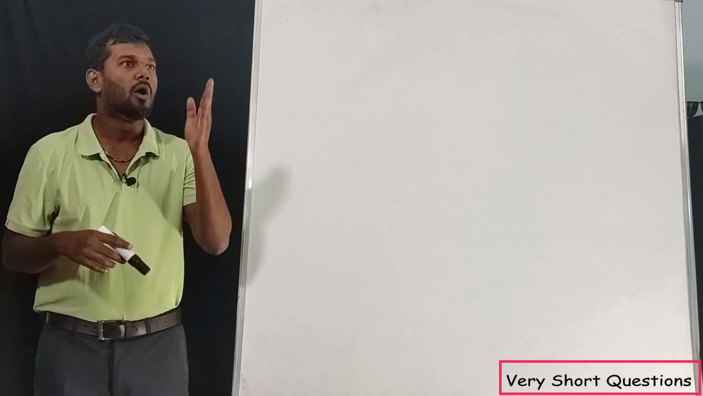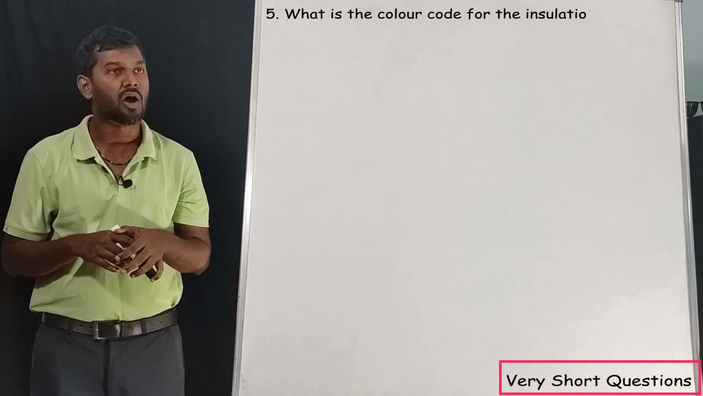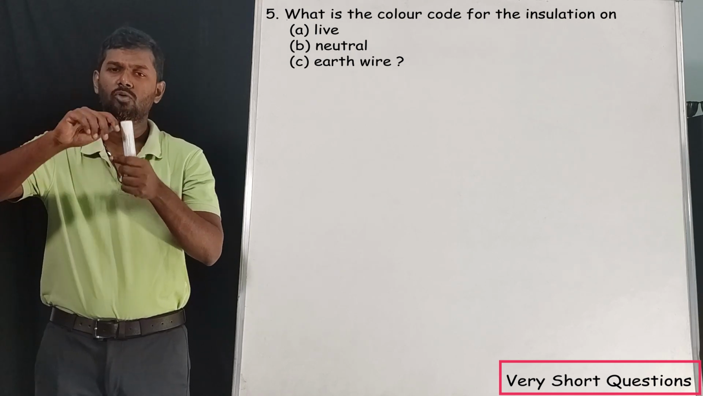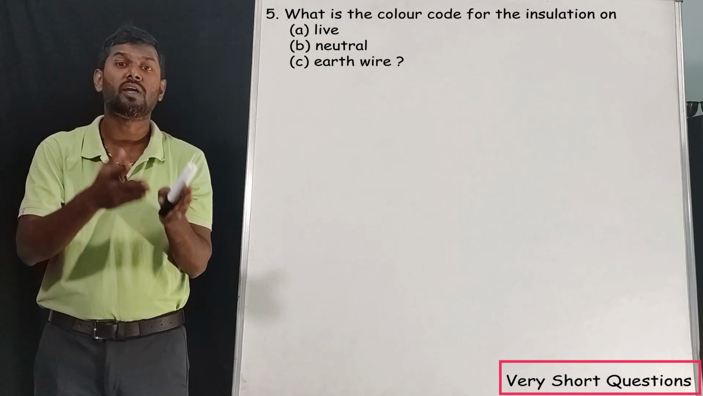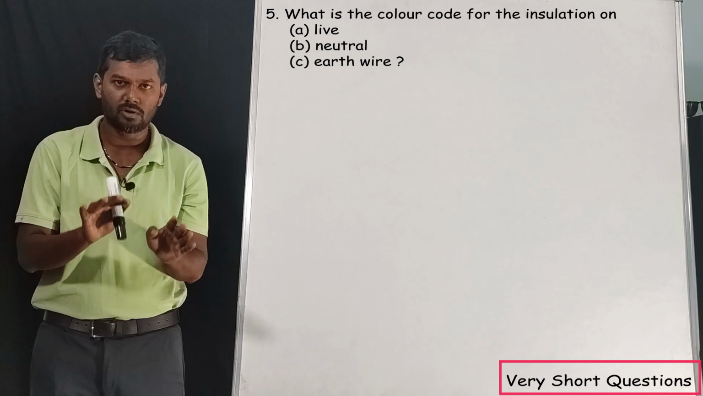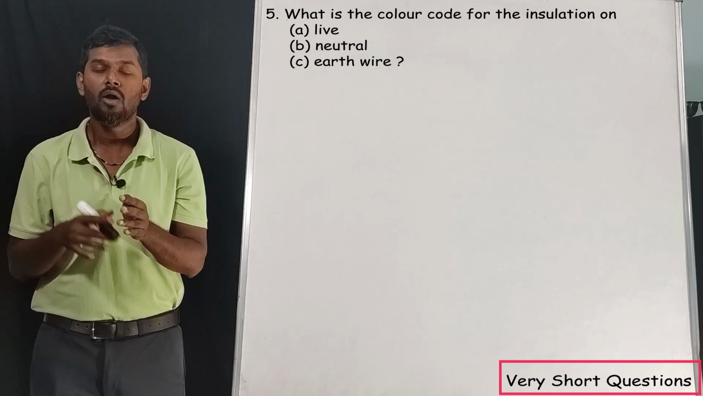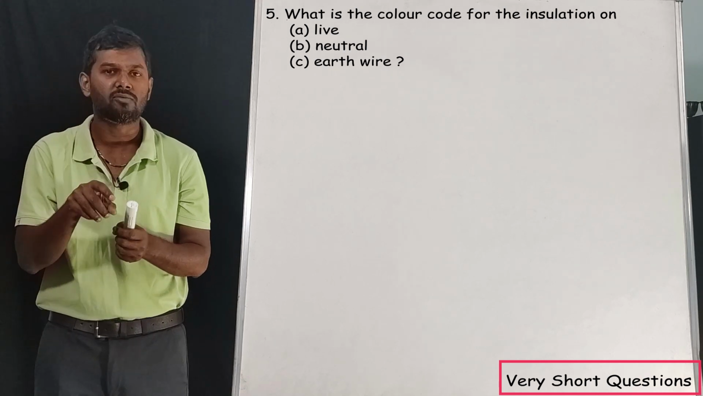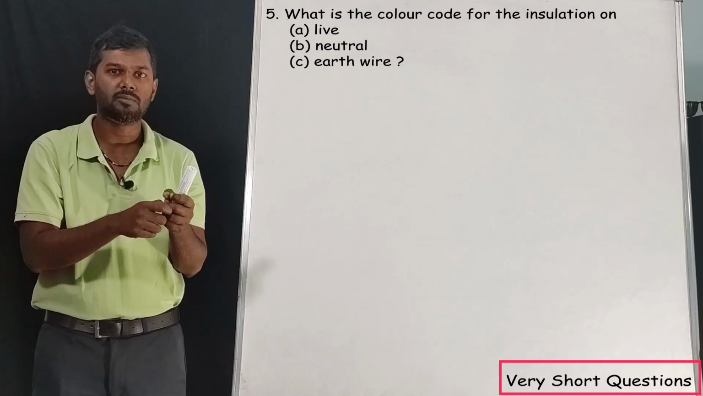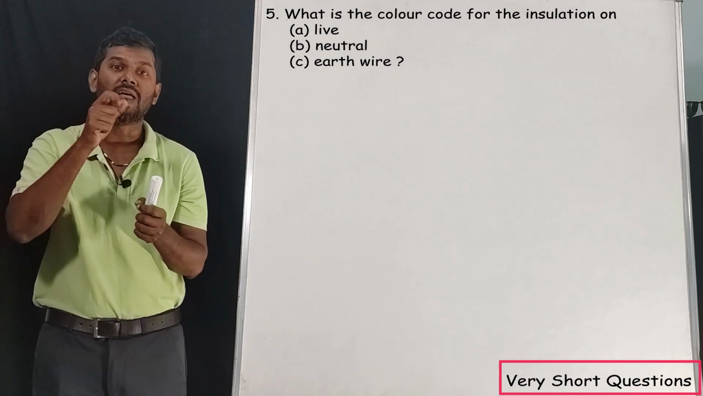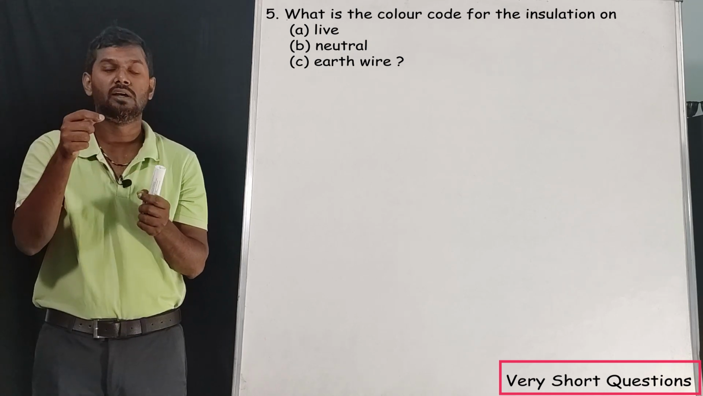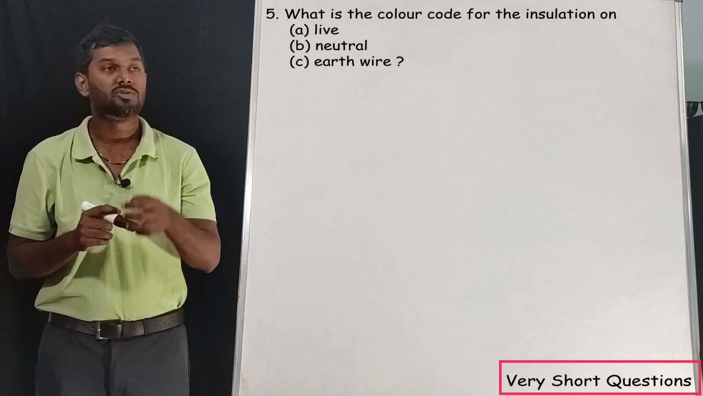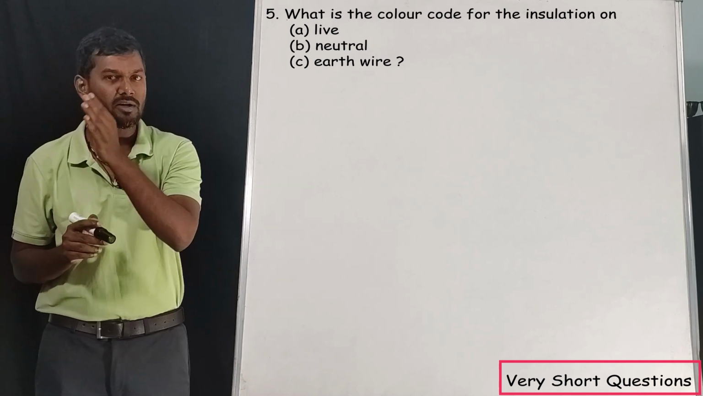Our next question, what is the color code for the insulation on live, neutral and earth wire? If you don't color code also, it will work as usual. Normally it will work, but why do we need color code? Because whenever there is repair work, whenever the electrician comes and opens the circuit, he will identify which is the earth wire, live wire and neutral wire based on its color. So it has to be color coded in different colors.